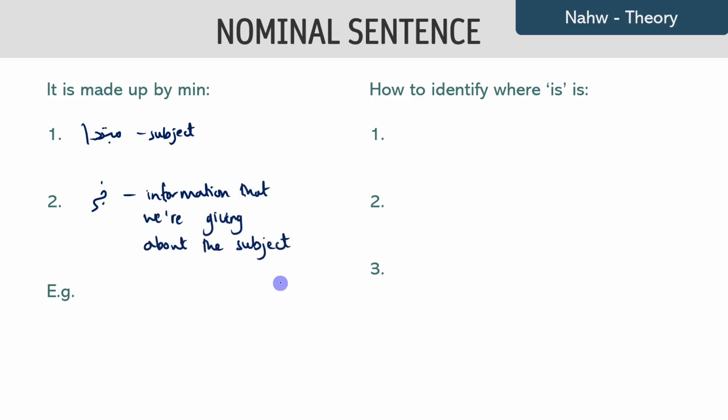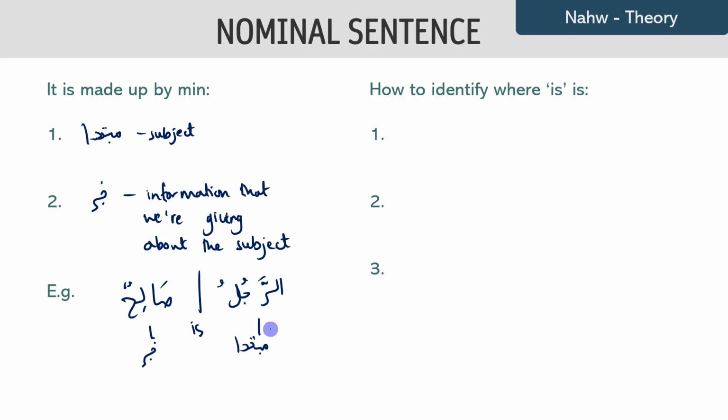An example of this is ar-rajulu salihun. Ar-rajulu is the mubtada, this is what we are talking about, and salihun is the khabar because it's the information that we're giving. Now the reason why this is a mubtada khabar is because we have a break in here where we put an is. So this means the man, Salihun, is pious. Now the is, you can't see, it's implied and it's invisible because there's no word for is in English.